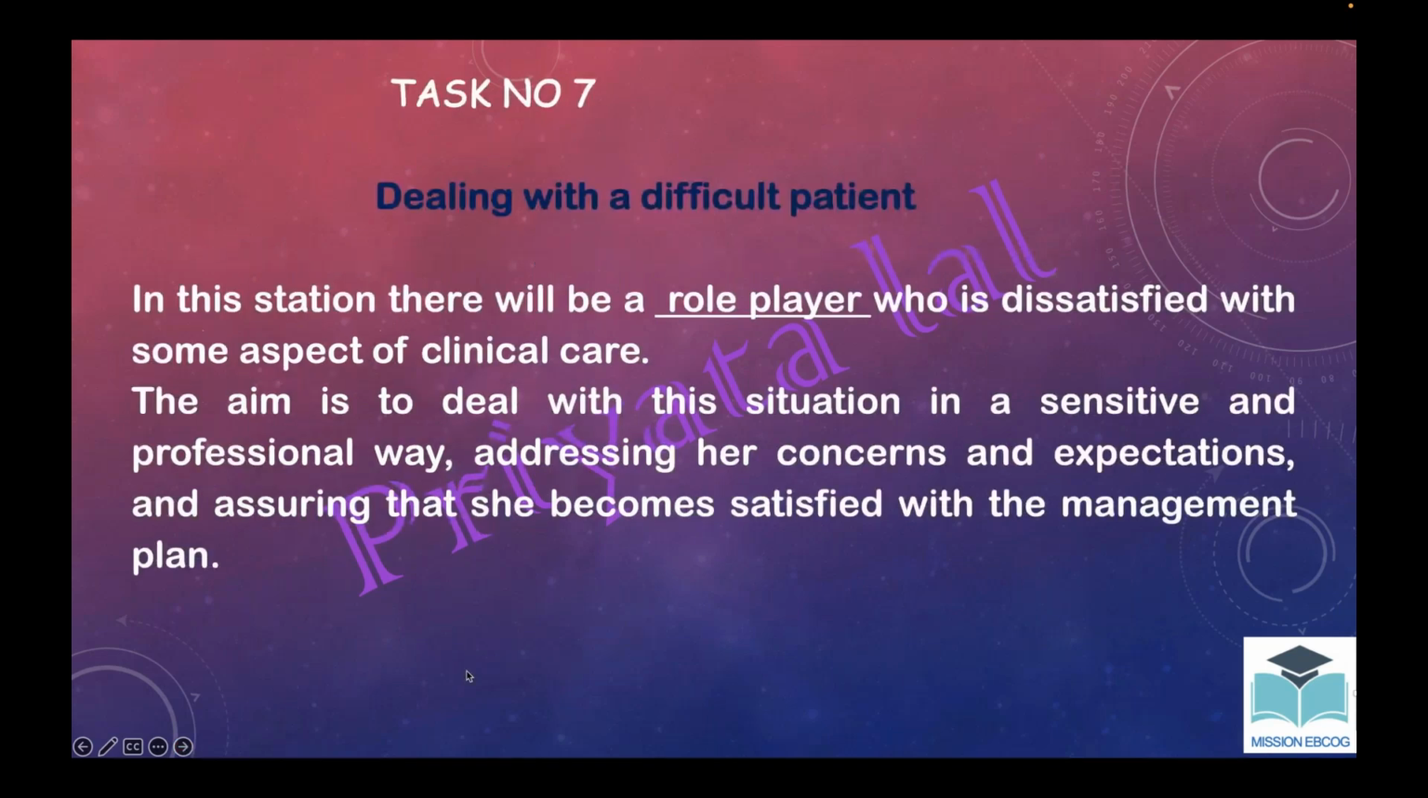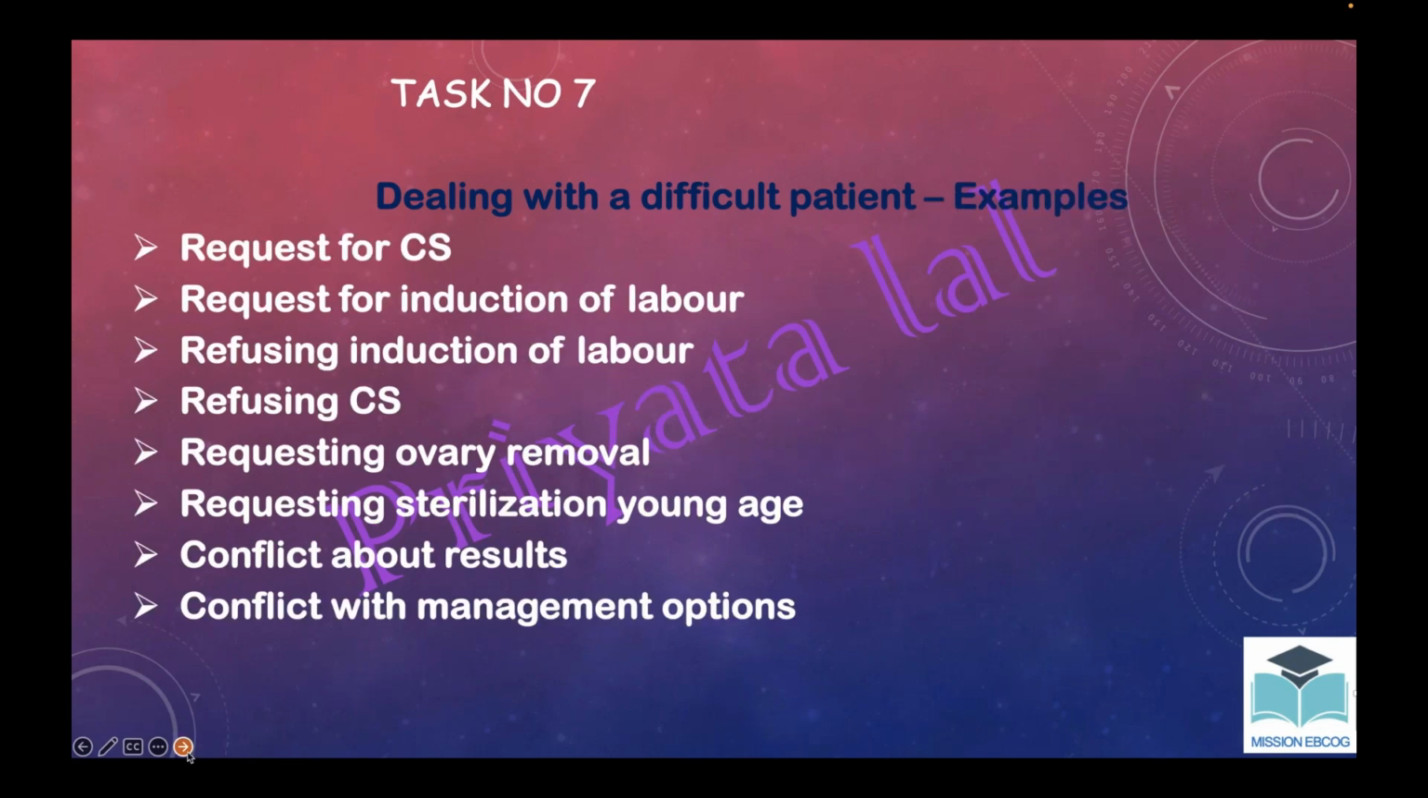Task number 7, you will find a difficult patient, who is dissatisfied with some sort of clinical care. So you have to deal with the situation in a sensitive and professional manner, address her concern and expectation, then make out a satisfactory management plan. So what could be the difficult scenario? This could be similar to your part 3: the patient requesting cesarean, patient requesting induction of labor, patient refusing induction of labor, patient refusing cesarean section, patient wanting her ovaries removed at a young age, patient wanting sterilization at a young age.